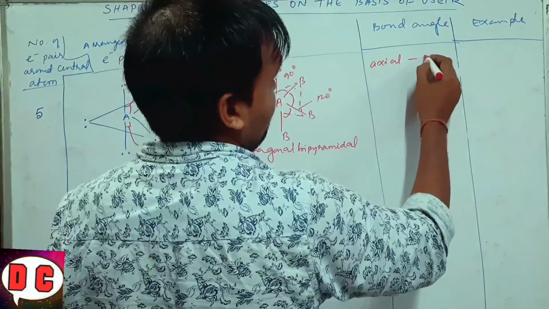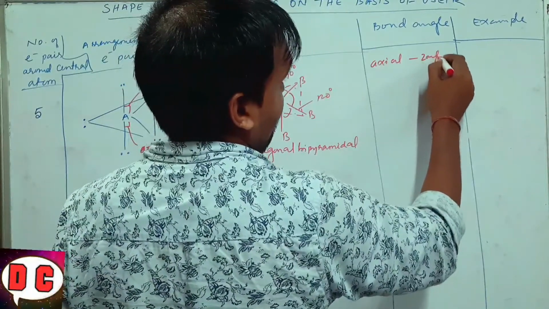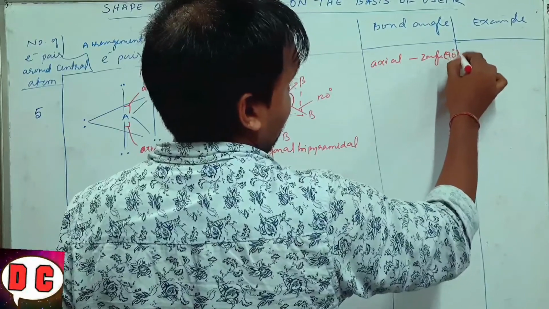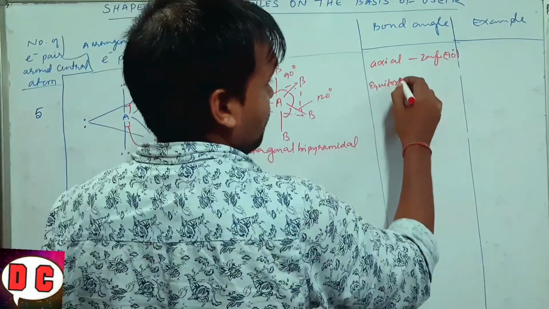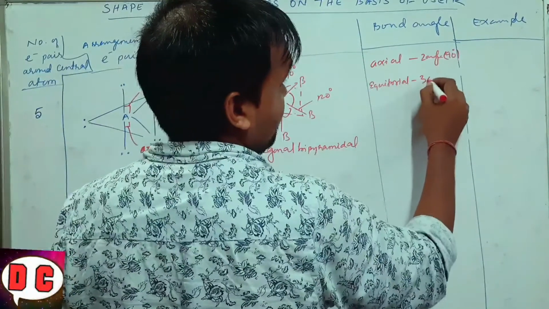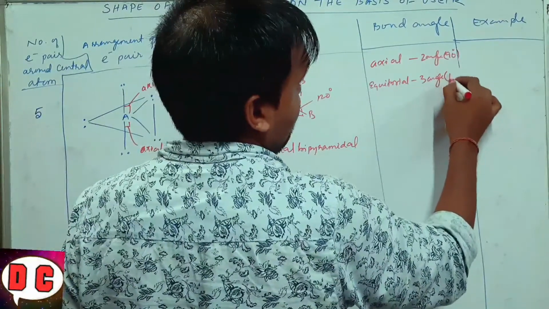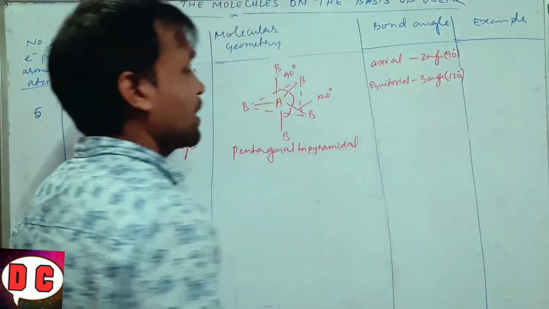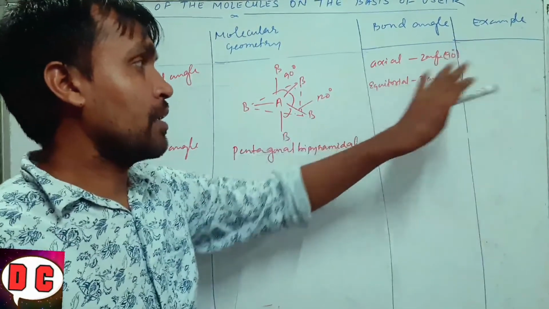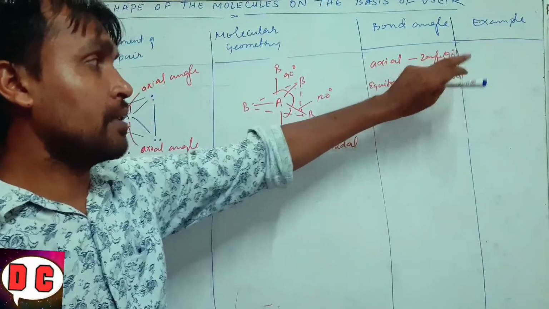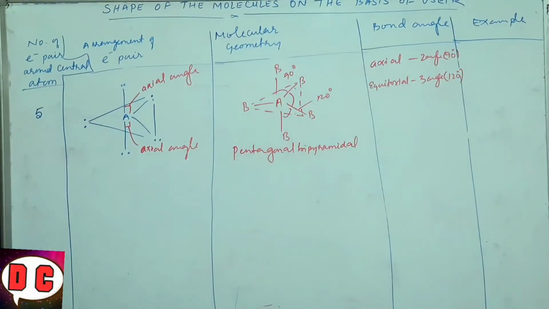How many angles are there? 2 angles, each equal to 90 degrees. And equatorial, how many angles are there? 3 angles. Each angle is equal to 120 degrees. So in pentagonal bipyramidal, axial there are 2 angles, equatorial 3 angles, axial 90 degrees, equatorial 120 degrees.